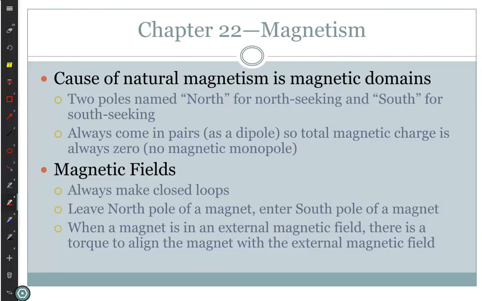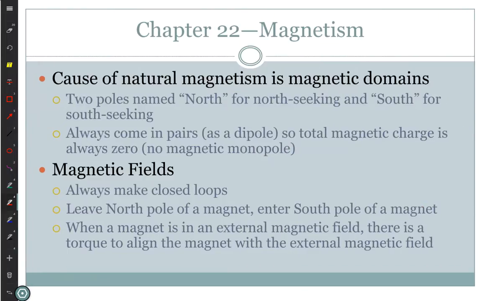So chapter 22, magnetism. We have the causes of magnetism, two fundamental causes. One is that it's an inherent property of materials, and the other is that a current will create a magnetic field. And these magnetic charges do not come in monopoles, as far as we know. They only come in dipoles. That is, if you have a north, you always have a south.